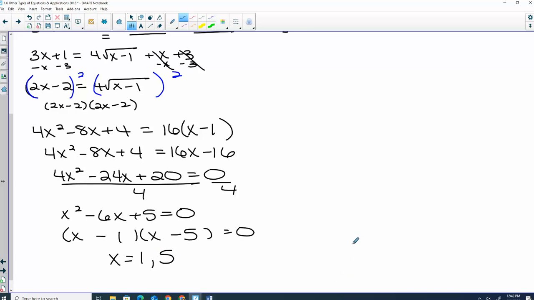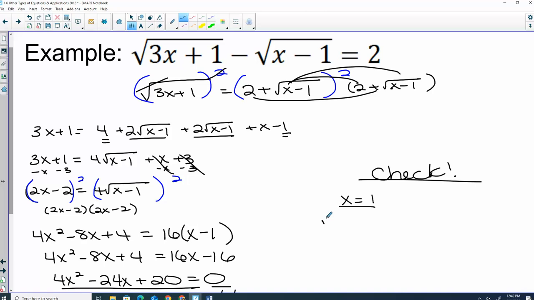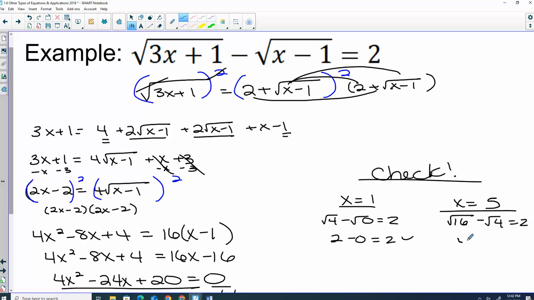But we have to check. Just so you know, there is no guarantee that one answer works and one doesn't. It could be that neither one of them works, it could be that both of them do. So we just have to check every time. Always plug back into the original. So if you put in a 1, we get the square root of 4 minus the square root of 0. And 2 minus 0 does equal 2, so that one's good. What was my other one, 5? Okay, so I get the square root of 16 minus the square root of 4. And 4 minus 2 is also 2. So this time, both answers work.